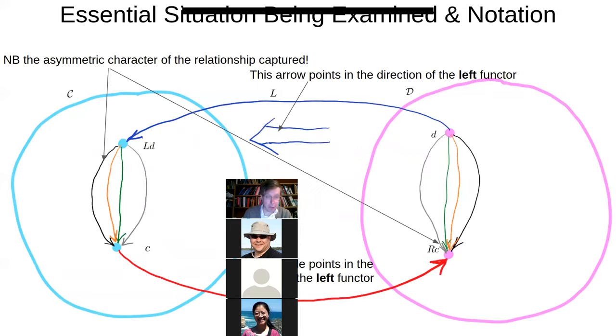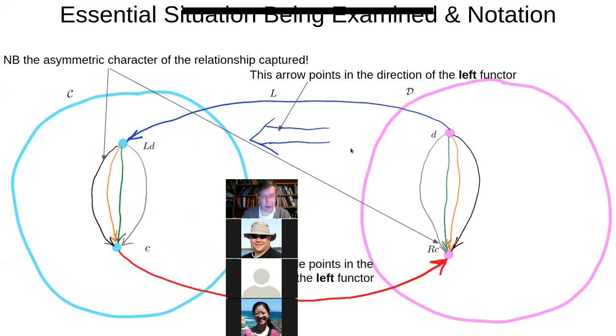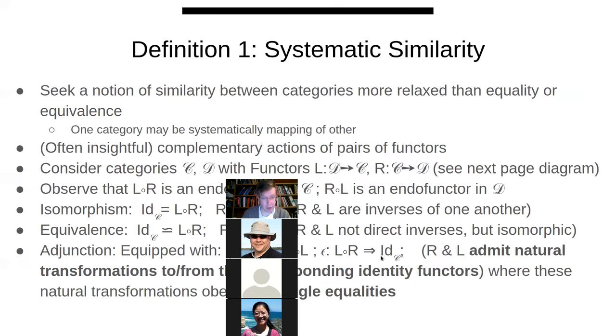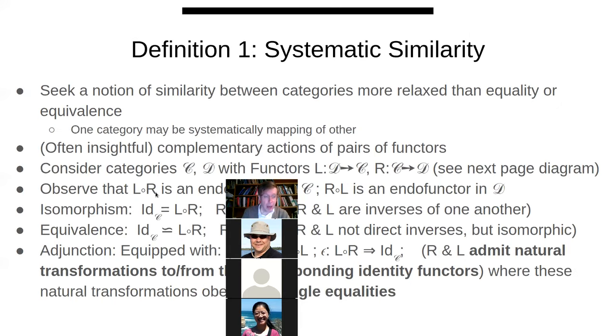And in this context, we have these complementary actions of these functors mapping back and forth between them. And we're reasoning about the similarity of these two categories through these functors. So while the definitions may be about the functors, it bears noting that really a lot of what we're talking about is the structure of the categories being similar here, okay? I noted the basic setup, and that LR is an endofunctor in C, because this is L after R, R is going C to D, and L is going D to C, and so we end up round tripping to C.